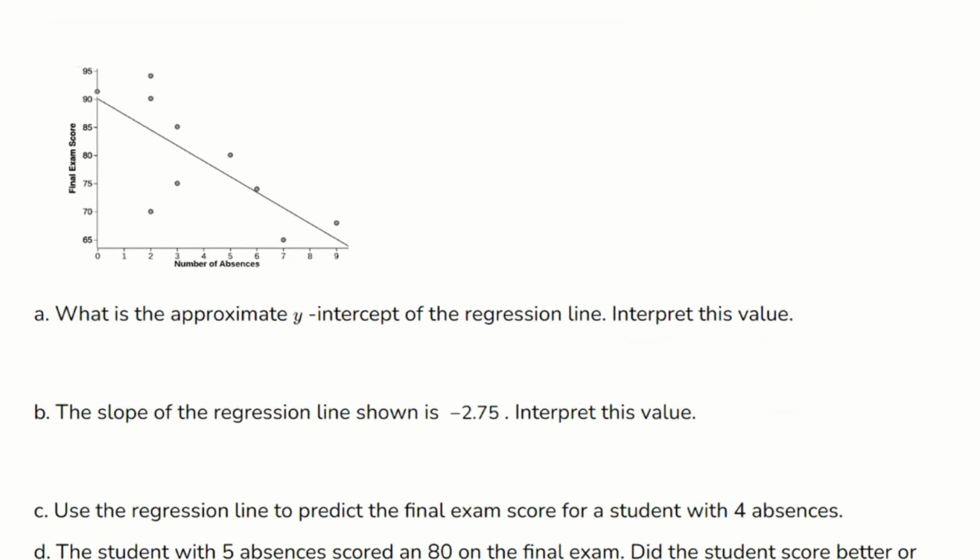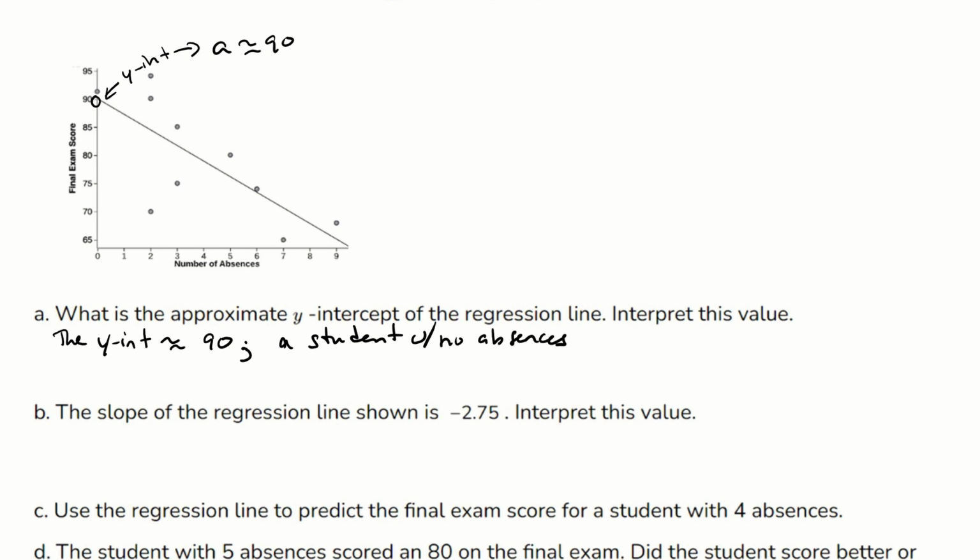You can see based on the regression line drawn that the y-intercept is there. That's the y-intercept. So the y-intercept is about 90, which means that a is approximately 90. Interpreting this, a student with no absences is predicted to get a score of 90 on the final. Okay, so that makes sense.